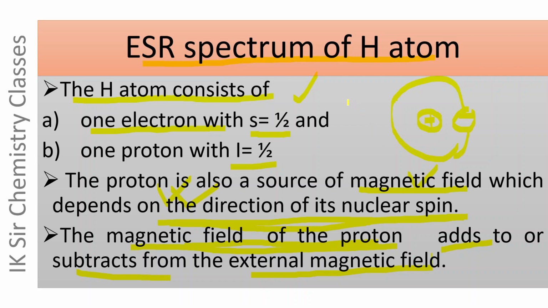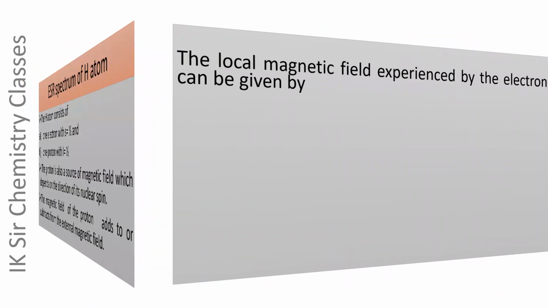If external magnetic field of a strength B is applied on this unpaired electron, which is in the vicinity of a proton in hydrogen atom, the magnetic field experienced by the electron may be greater than or smaller than the applied magnetic field, because the magnetic field of proton may add to or subtract from the external magnetic field. Let us illustrate it.